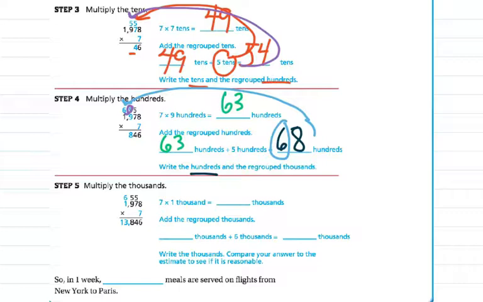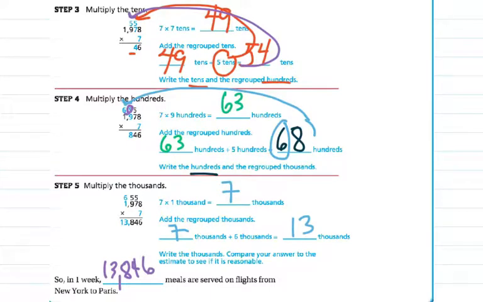Now step 5, it says multiply the thousands. So we're going to do 7 times 1,000, and we get 7 thousands. And we're going to add the regrouped thousands, and we have 7 thousands plus 6 thousands, which gives us 13 thousands. So in 1 week, 13,846 meals are served on flights from New York to Paris.